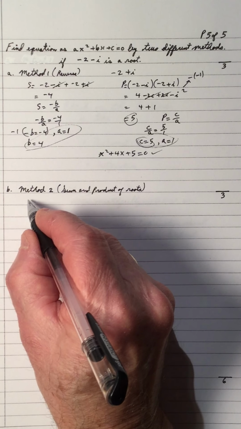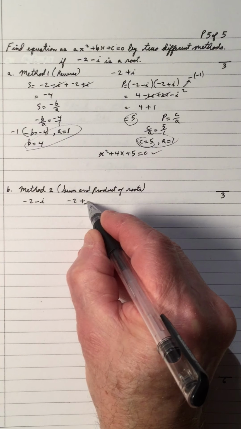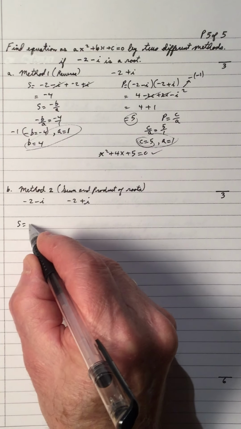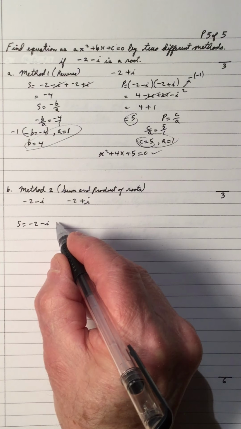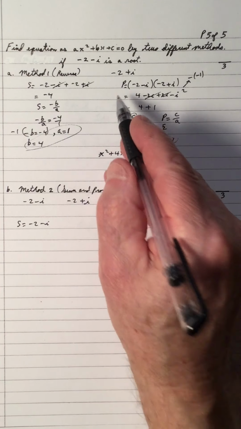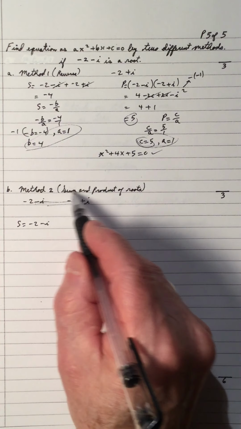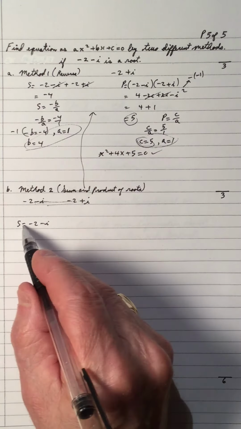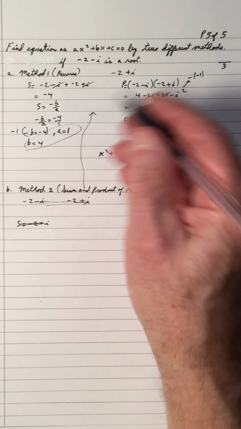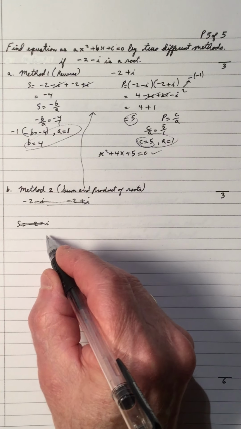So again, negative 2 minus i is one root. Negative 2 plus i is the other root. They're conjugates. So the sum of the roots is negative 2 minus i. Oh, I'm supposed to do this by the reverse method. So that's the sum and product up there. So now I'll do the reverse method. I just lost it for a second. So the reverse method, sorry about that.